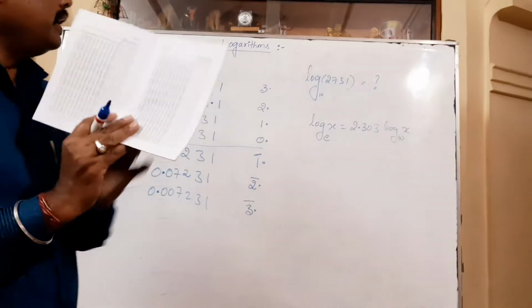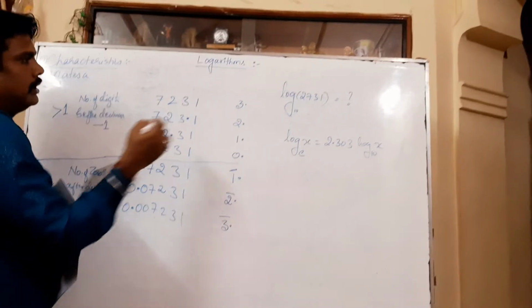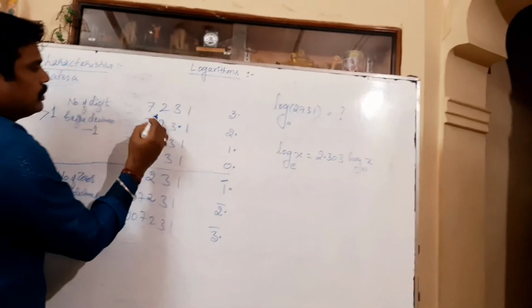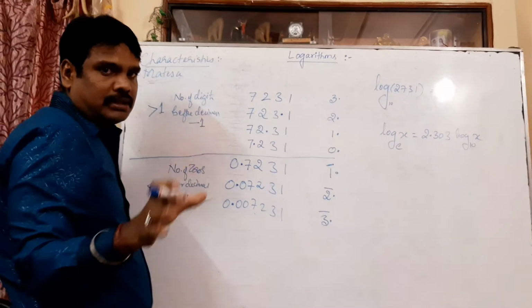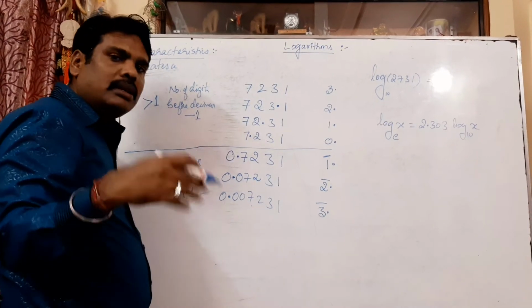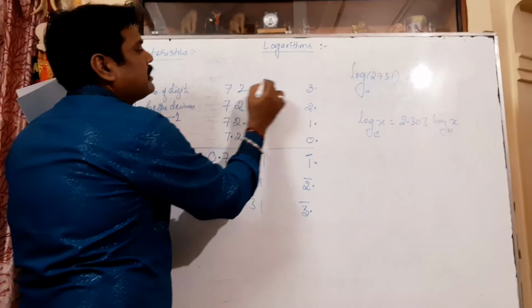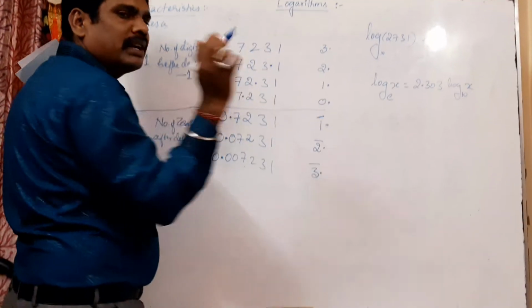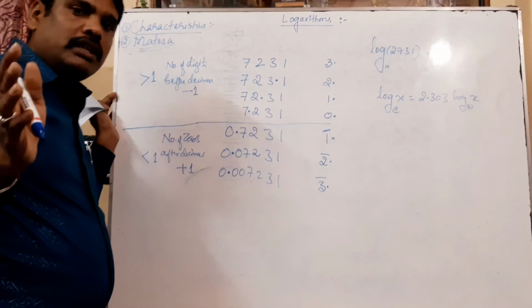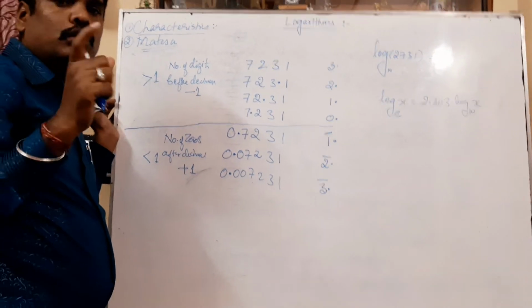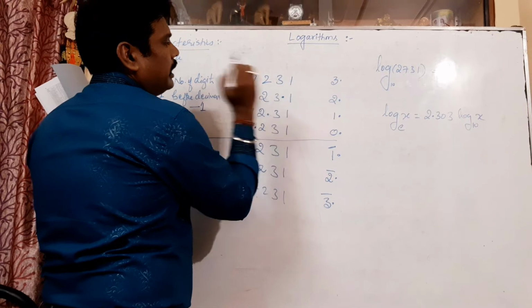So while writing the mantissa, the second part of the logarithmic number, you can take only 4 digits, irrespective of the decimal. Here I already have only 4 digits. If there are 10 digits, there is no need to consider all 10. You can consider the first 4 digits. Here the 4 digits are 7231.